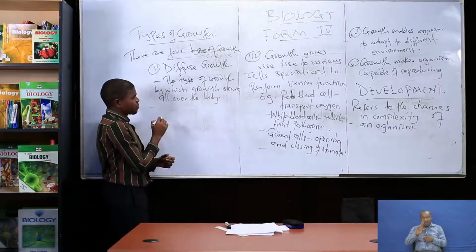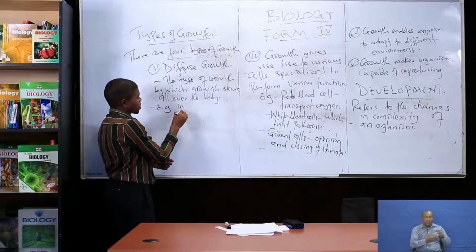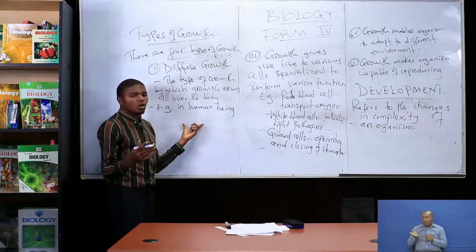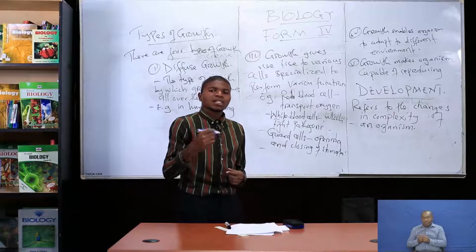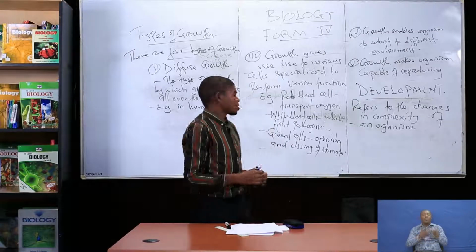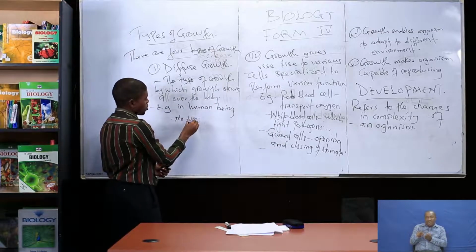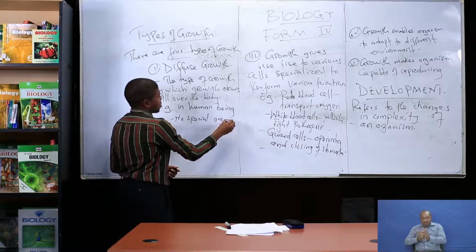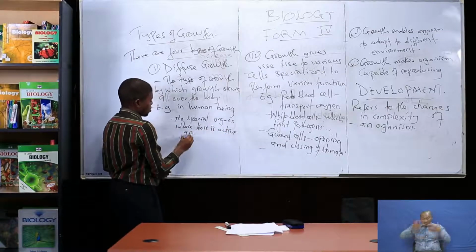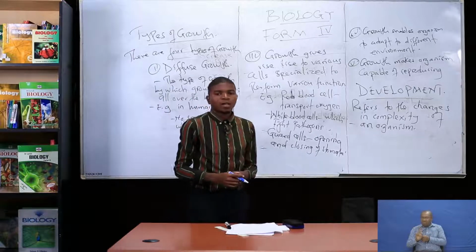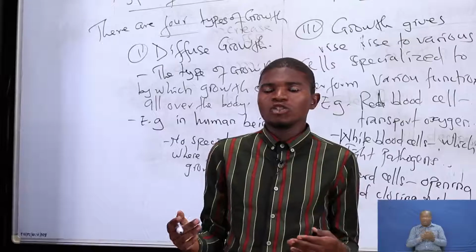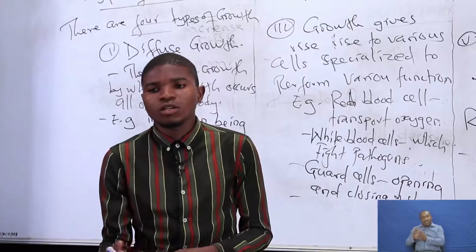This type of growth takes place, for example, in human beings. Why do we say a human being tends to grow all over the body? Because there is no special part or organ where there is very active growth. We cannot say that in a human head there is active dividing of cells, and cells tend to enlarge and grow, which brings about the growth of the human being.